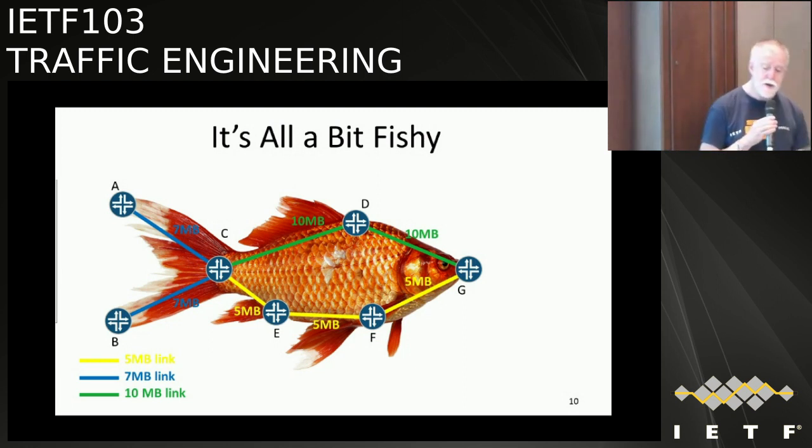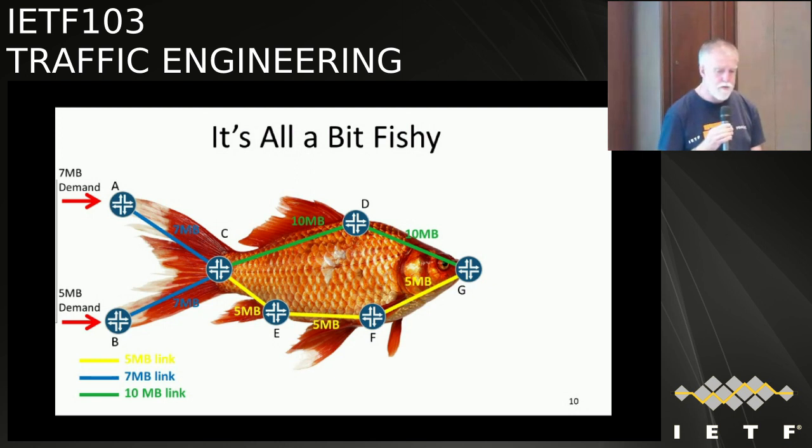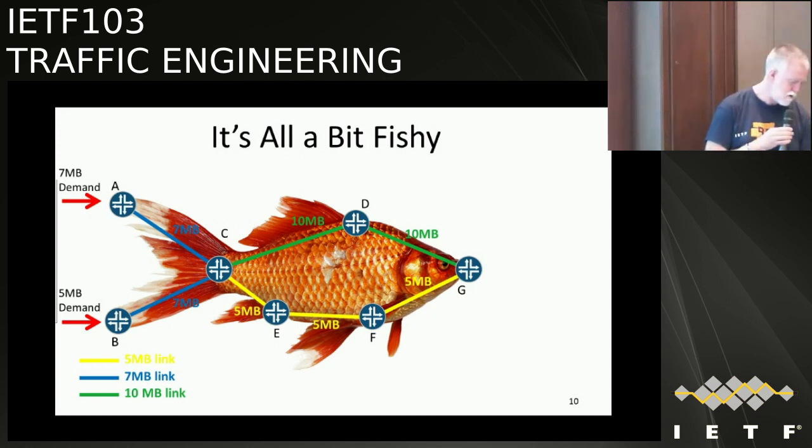And then we place two demands on the network. One of them is a 7 meg demand, and one's a 5 meg demand. And they're both coming in, and they're trying to get to the fish's nose. Do fish have noses? Anyone know? No, nobody knows. Do fish have noses? Yeah, okay.